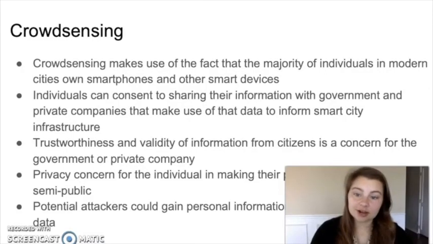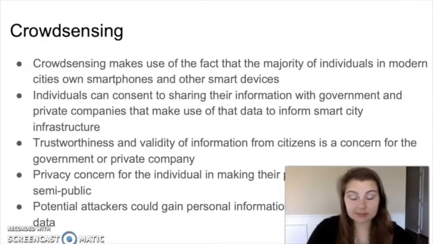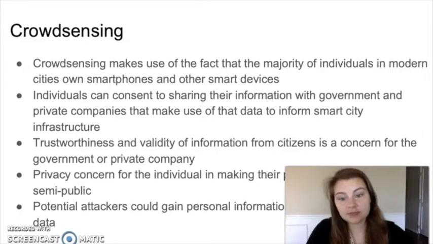One future research area in the realm of smart cities is specifically in crowd sensing. Crowd sensing makes use of the fact that the majority of individuals in modern cities own smartphones and other smart devices and carry those devices with them at all times. Crowd sensing is a technique that smart cities use in order to turn individuals into sensors to get better information about what's going on in the city. Individuals can consent to sharing this information with the government or with private companies that will make use of that data to inform different smart city infrastructures.